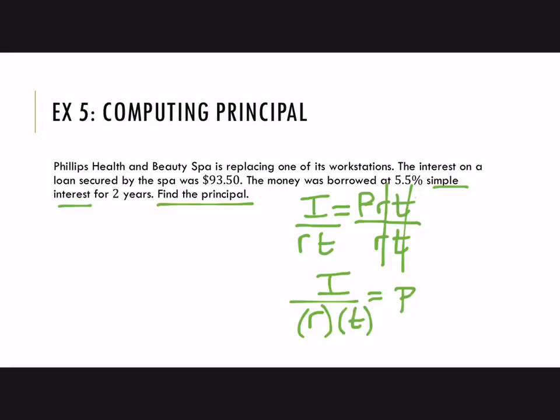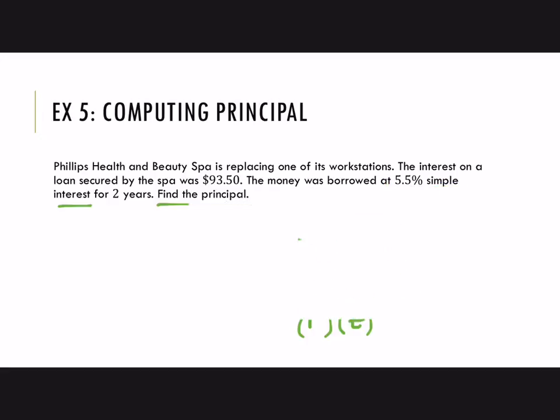Sometimes we do the algebra on the equation first and then plug in the numbers, or you could also choose to fill in the numbers first and then start dividing. Alright, so I'll show you that way as well. Okay, so let's set up this equation, I equals PRT. Alright, so this time I do know the interest. The interest on a loan secured by the spa was $93.50. Okay, so I'm going to replace I with that.